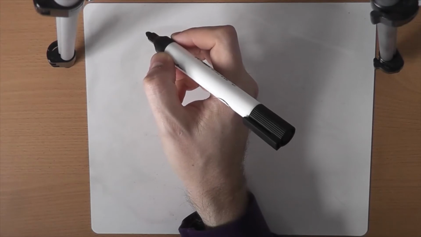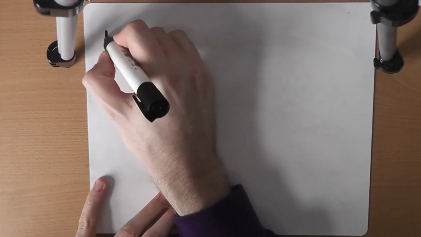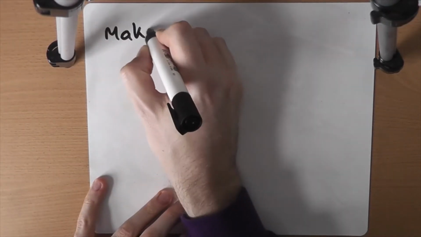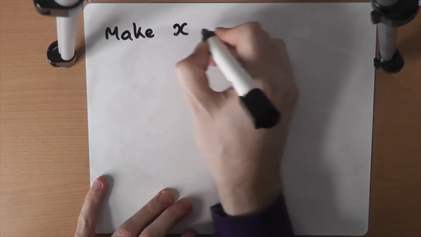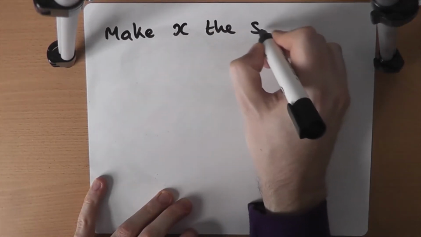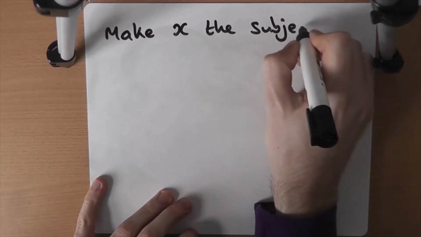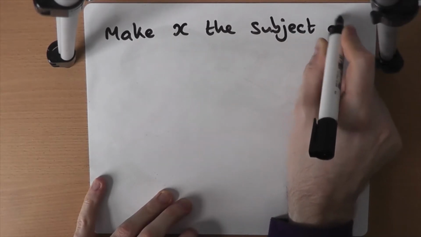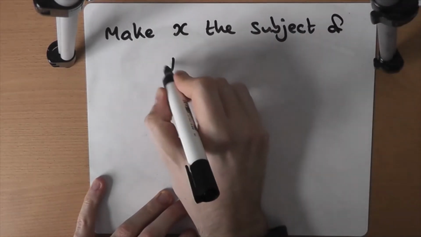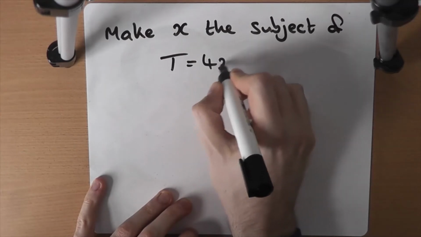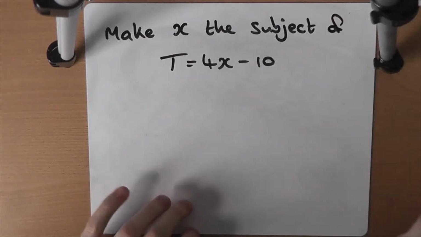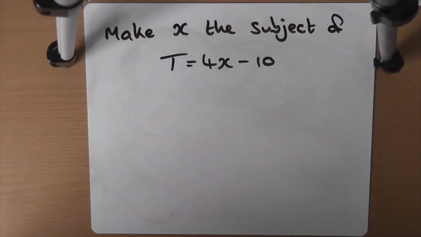And a question could ask us to do that. The question could say, make x the subject of t equals 4x minus 10. So currently, again, the subject of this formula is t.